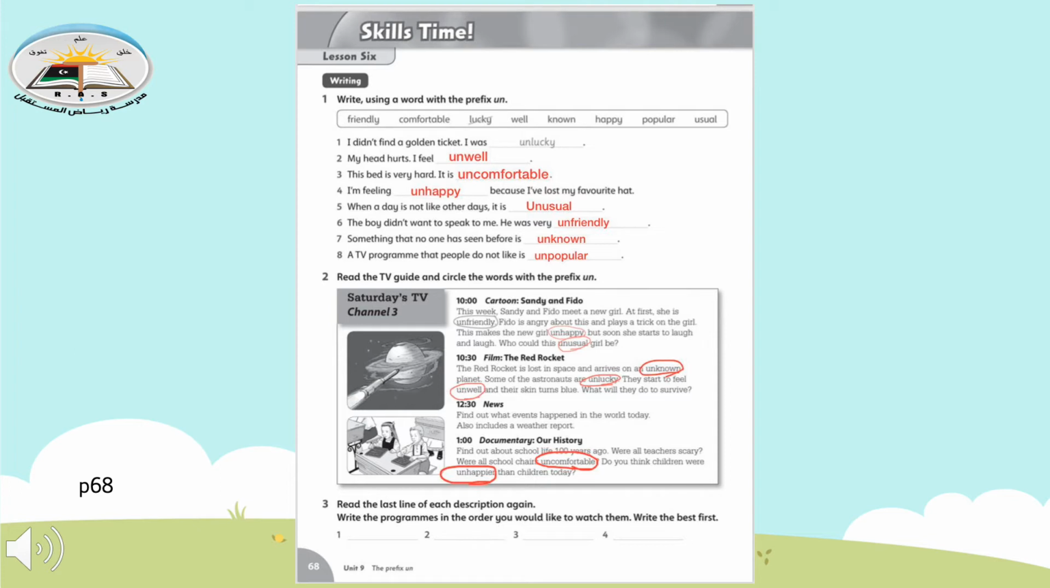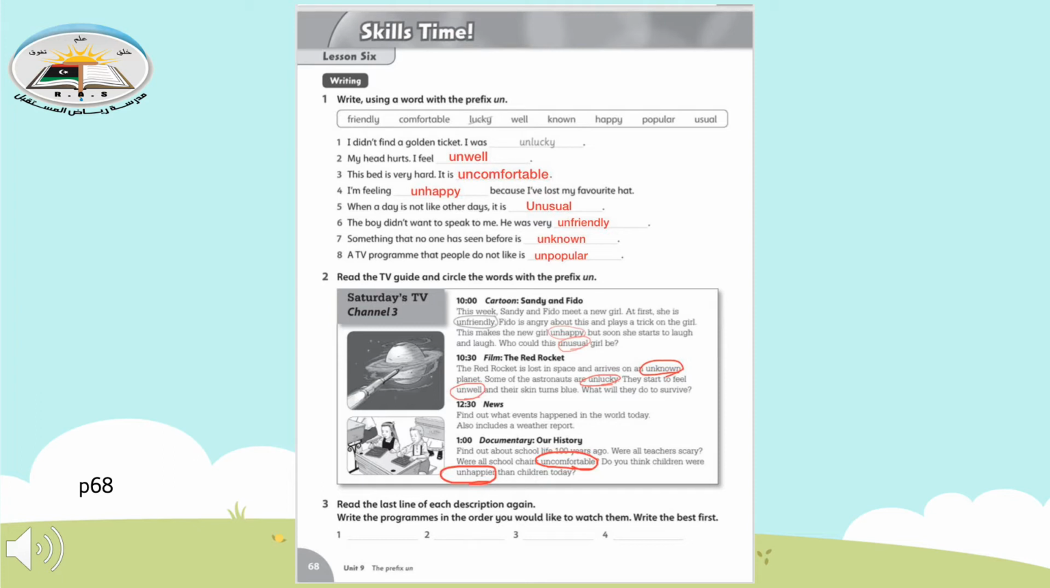So we have here in the box: friendly, comfortable, lucky, well, known, happy, popular, usual. We will need to add the prefix un to each word and put it in the correct space. Number 1. I didn't find a golden ticket. I was unlucky. So number 1 is already done. We have unlucky.